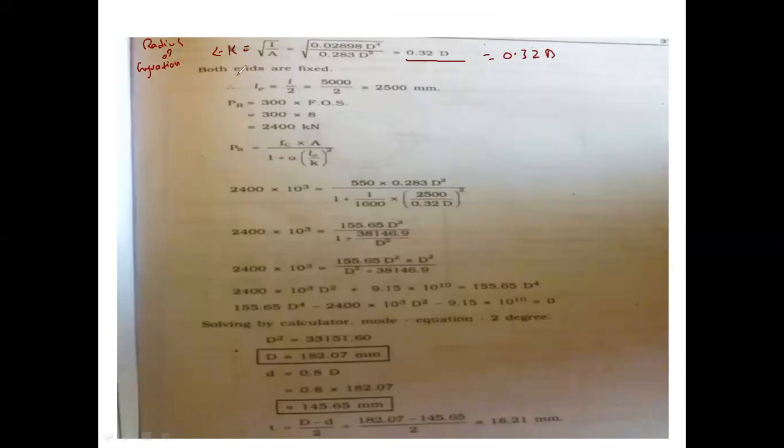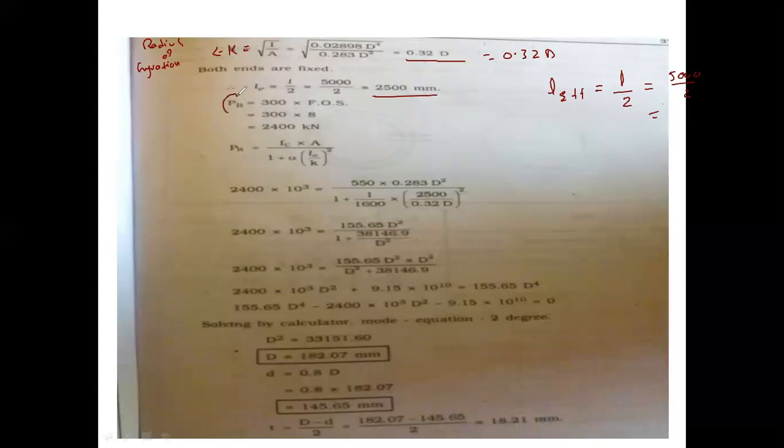Next, what is the condition when both ends are fixed? When both ends are fixed, what is the effective length? L by 2. What is the length given? 5000 by 2, which is 2500 mm. That's it. Now, what is your PR?